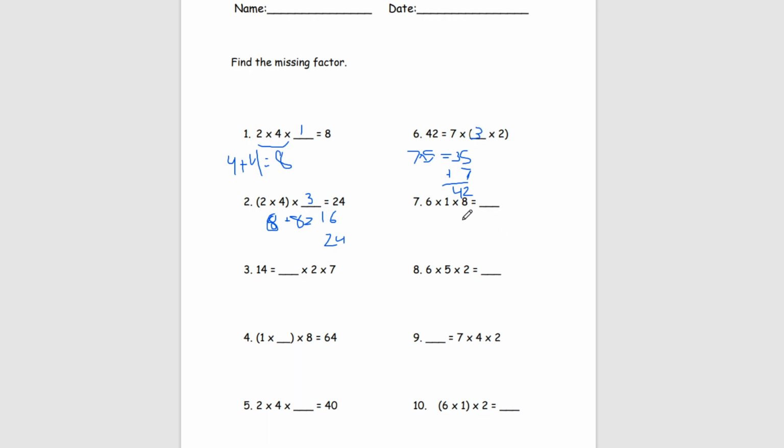Number 7, we have 6 times 1 times 8 equals blank. And we can just cross out this 1 because we know it's not going to affect the equation. And now we have 6 times 8. If you don't know your times tables, then obviously you won't know the answer yet. But if you do, then you would. But I'm imagining that you don't, so let's add it up slowly. Let's add 8 6 times. So 8 plus 8 is 16, plus another 8, 24, plus another 8, 32, 40, and 48. So that tells us that our answer is 48 for number 7.